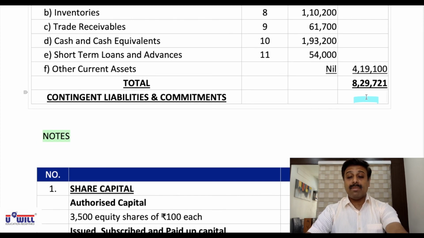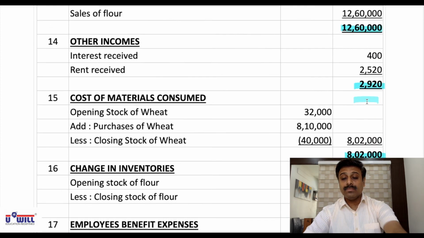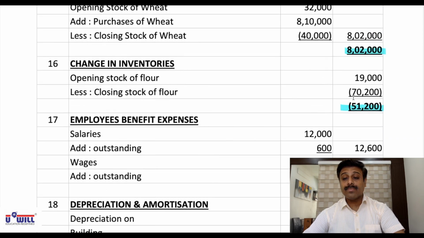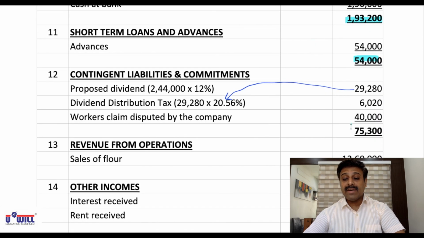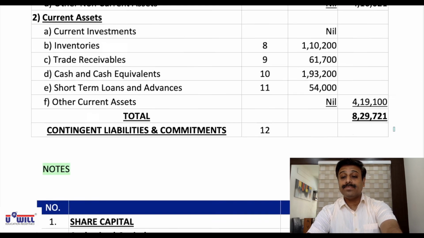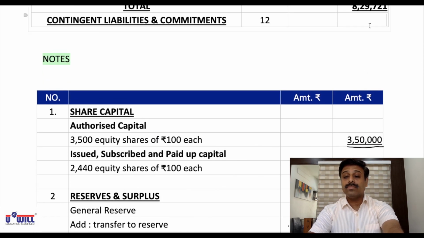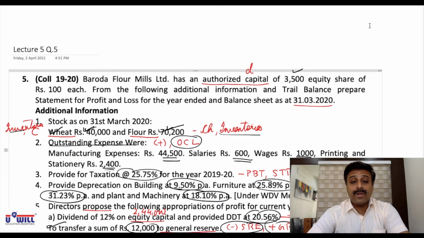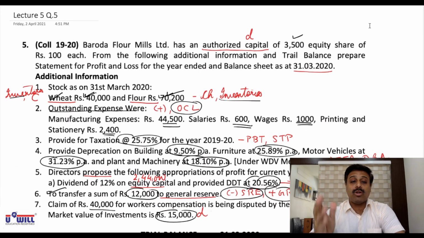And contingent liabilities and commitments from note number 12, that is 75,300. So all the items of the balance sheet have been taken. This is how we have to solve the full-fledged question where we have to make the P&L statement and the balance sheet also.